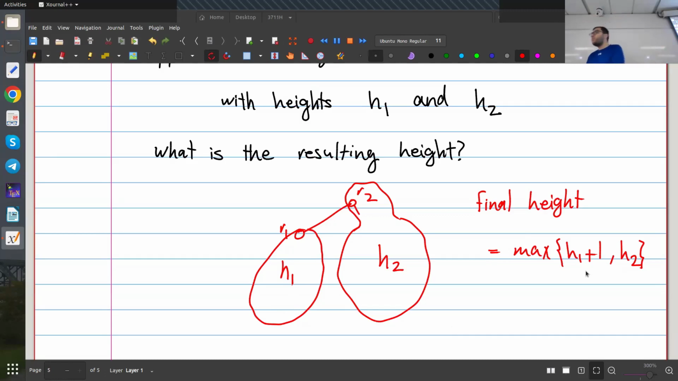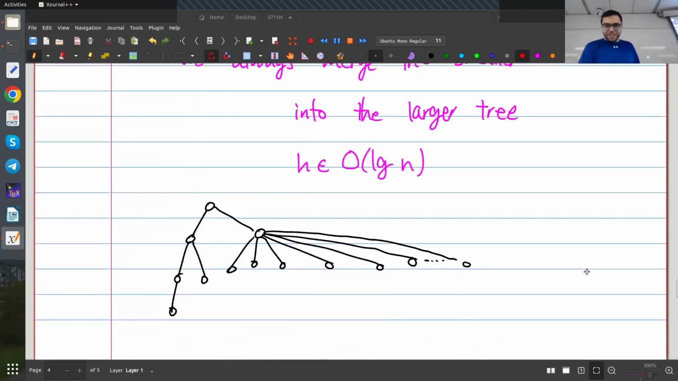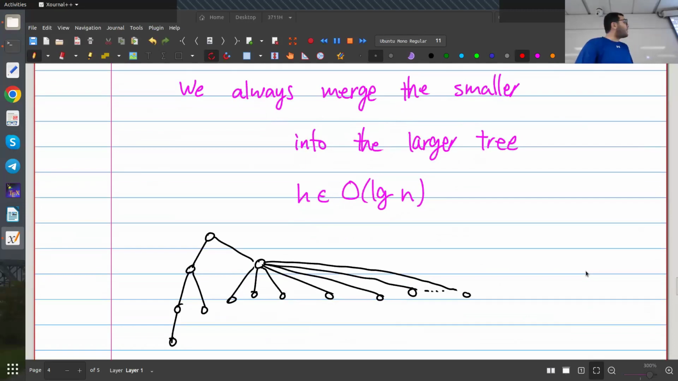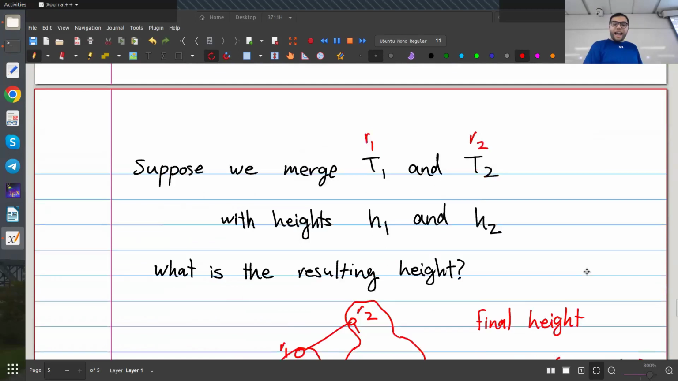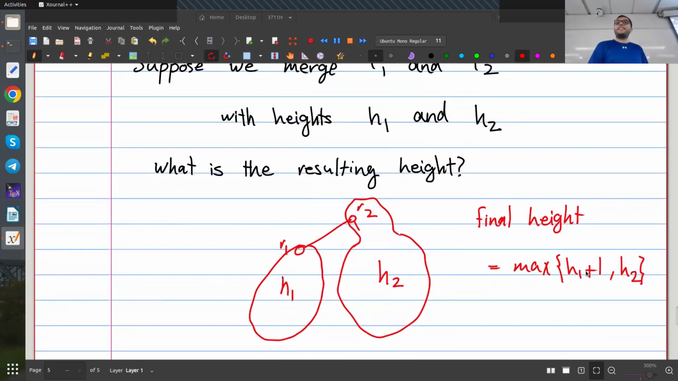But this is that if I want my final height to be as small as possible, I should always merge the tree with the smaller height into the tree with the larger height. So here's the thing. I have one way of merging that gives me height O(log n). I have a different way of merging that is optimal. I know it's better than the previous way at least. So if I do this, my height will not be more than the same height that I would get with the previous one. So my height in this case will also be O(log n).